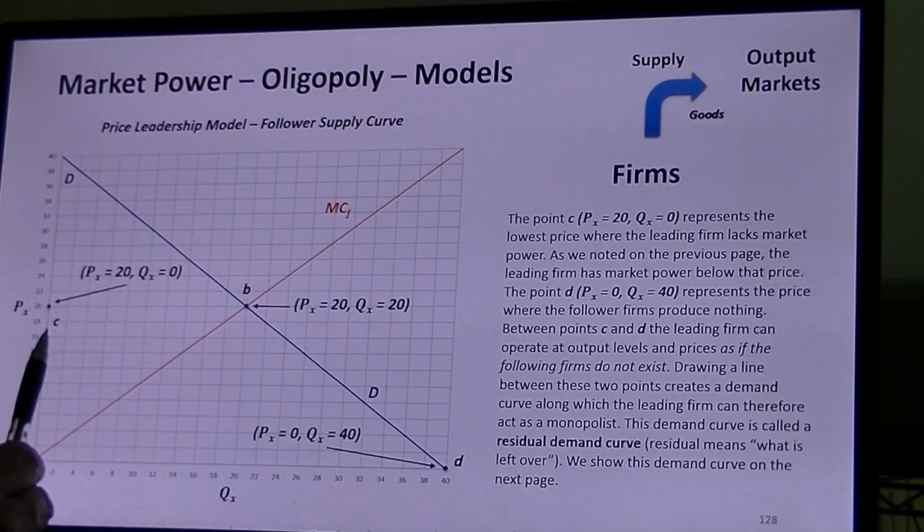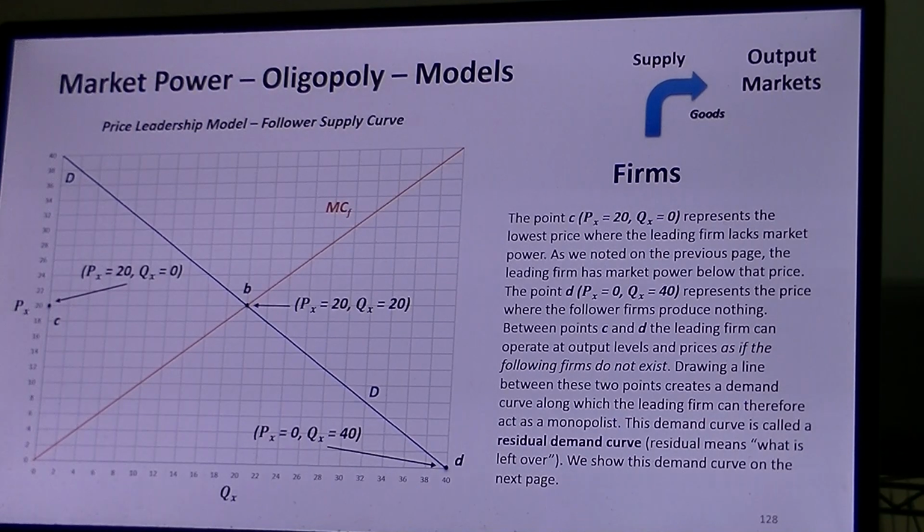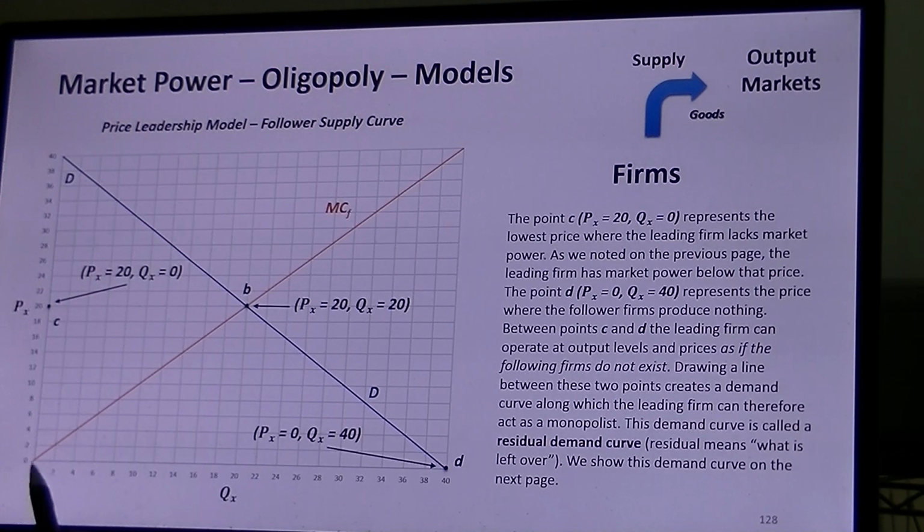This point, at a price of 0, that's the follower. So at a price of 0 and QX equals 40, there's a demand of 40. The follower firms are willing to produce nothing at that price. So at a market price of zero, the follower firms would be willing to produce nothing.